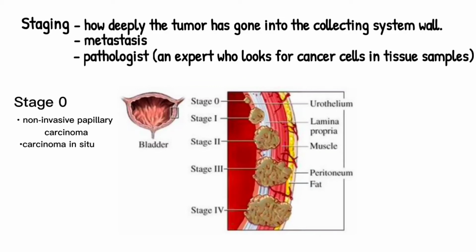And the last one, stage 4, where cancer has spread to at least one of the following: a nearby organ, the layer of fat surrounding the kidney, one or more lymph nodes, and distant parts of the body such as the lung, the liver, or the bone.